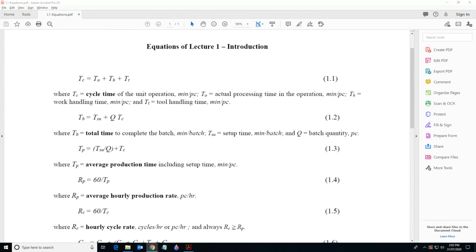Well, let's get started with the equation sheet, a brief description of it. The first equation, equation 1, this one here, is a representation of the cycle time when we are talking about manufacturing. The cycle time is the time that is taken in order to produce the part.